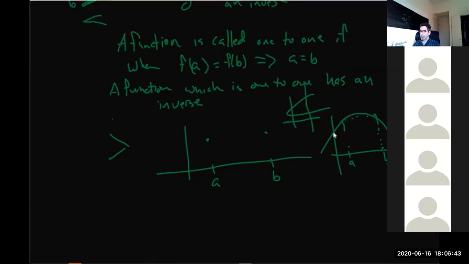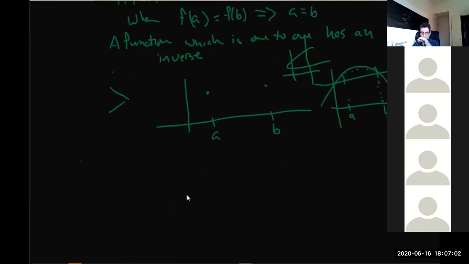Now we can have a visual test for whether something is 1 to 1, and that is if you can draw a horizontal line and cut it in two places, then it's not 1 to 1. So that's a test for 1 to 1. We could call it the horizontal line test. So let's just do an example to check to see if a function is 1 to 1. We could do the horizontal line test, but let's just do it with the original definition.